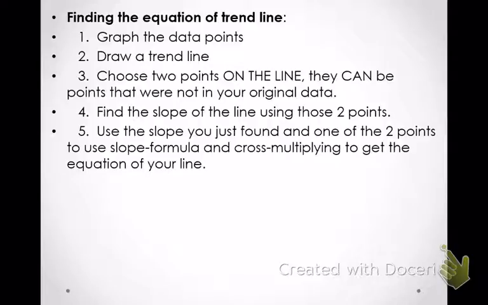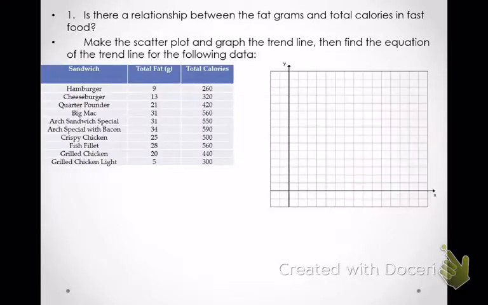Now, once we draw our trend line, we have to use 2 points on that line, right? On the line. Now, that means it might be data points that we use, or it might not. It doesn't have to be. We just need 2 points on that line. Then we go find the slope. We take a slope at one of those points, plug it into the slope formula, cross multiply, and get our equation. Okay? So, let's take a look at what this might look like.